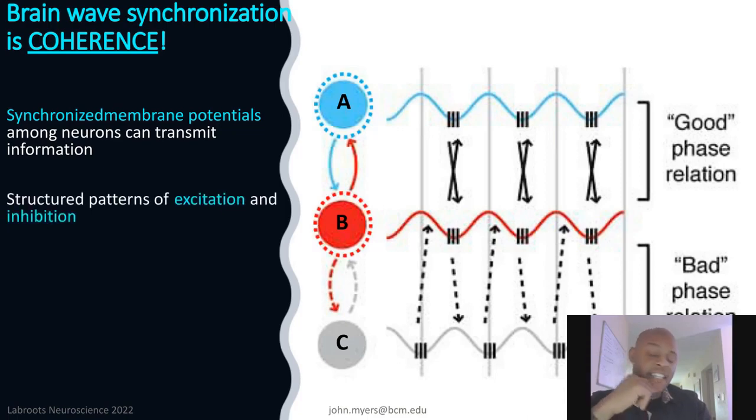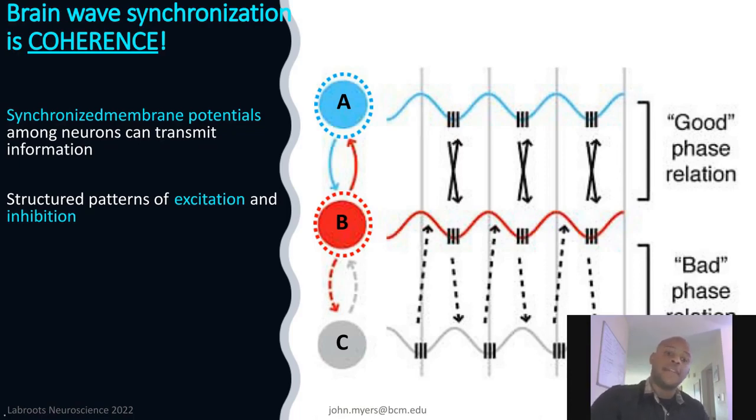And these indicate structured patterns of excitation and inhibition. That's the key idea here, is that we know that neurons fire action potentials, right? But what drives these phenomena are neural oscillations to a large degree. You need to have this temporally refined control of excitation and inhibition.